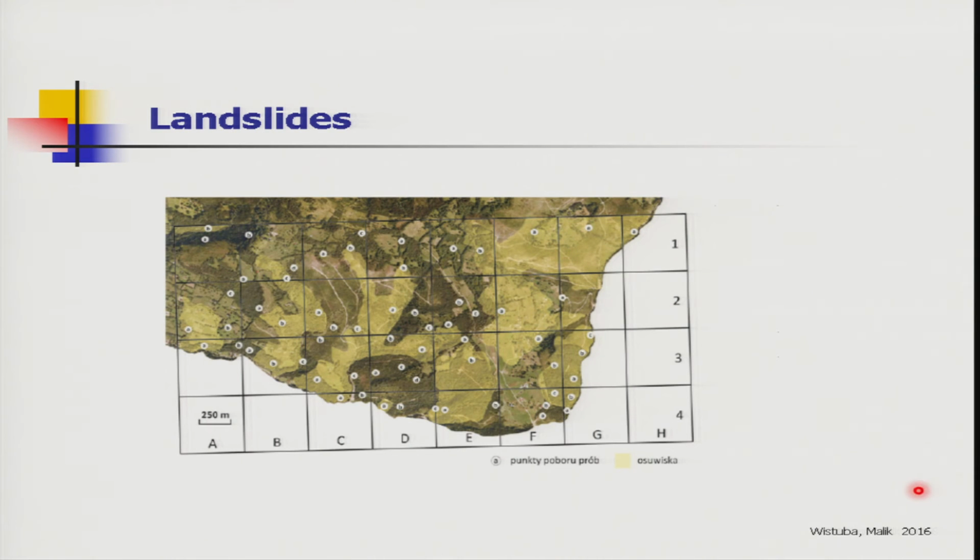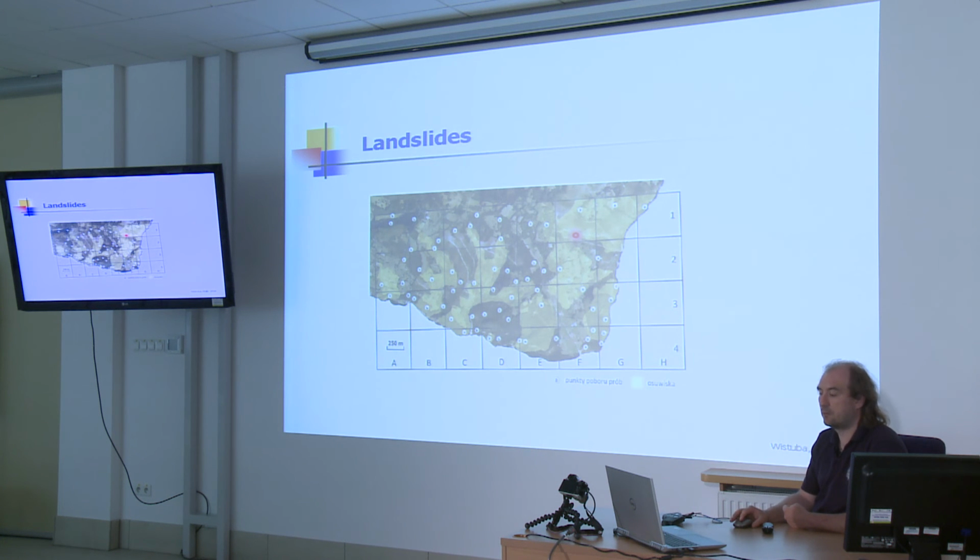And this study assesses the danger, the threat of landslides in the mountains of southern Poland. These white spots indicate places where the material for dendrochronological analysis was taken, and these grayish or yellowish parts indicate areas of landslides detected with geomorphological tools.